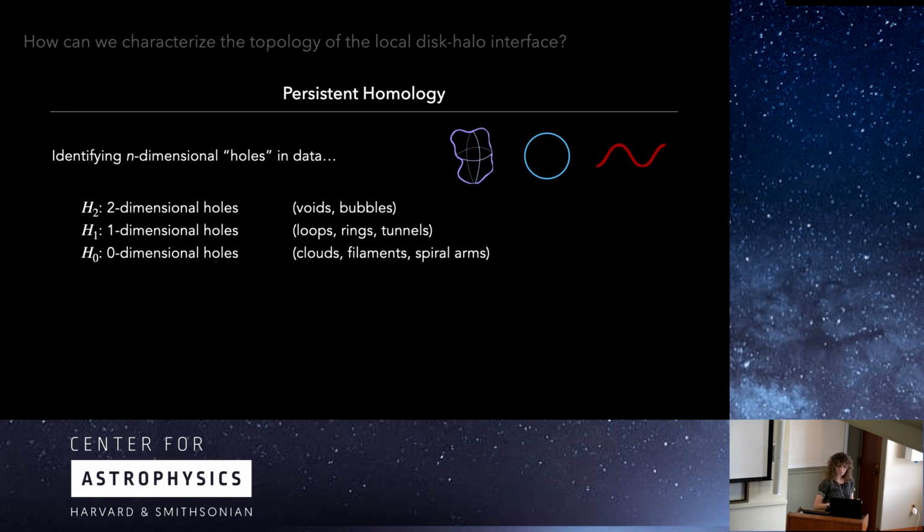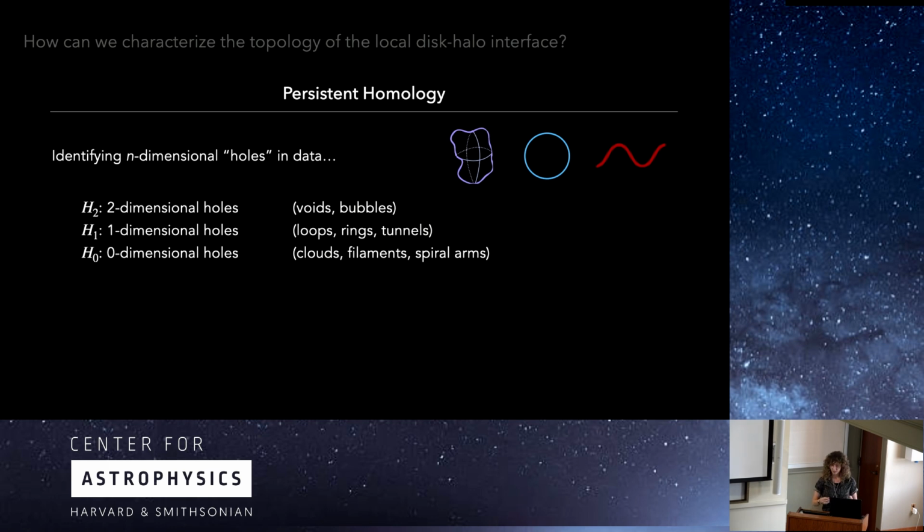Physically, this maps to something like a feedback-driven bubble. We can additionally consider a one-dimensional hole. This is, you can picture in your mind a rubber band which can stretch or deform, but is always making a closed loop. This physically is something like a ring or a tunnel connecting different feedback-driven bubbles. And finally, we have our zero-dimensional holes, which most of us non-mathematicians wouldn't really think of as holes at all. In a dust map, these are clusters of high-valued connected pixels, so things like clouds or filaments or spiral arms.